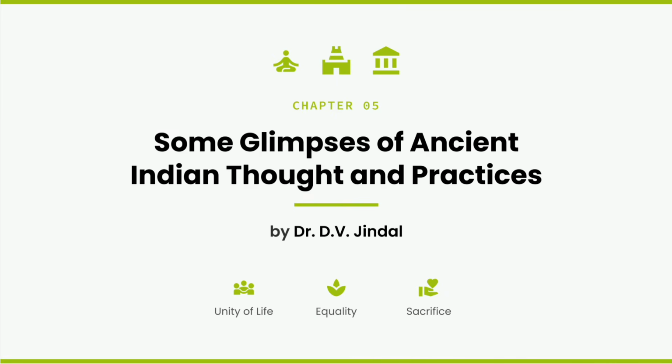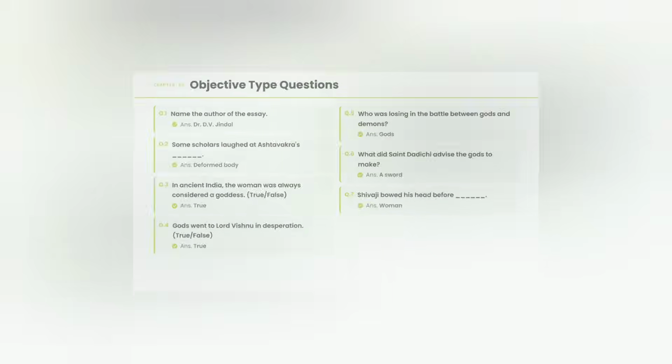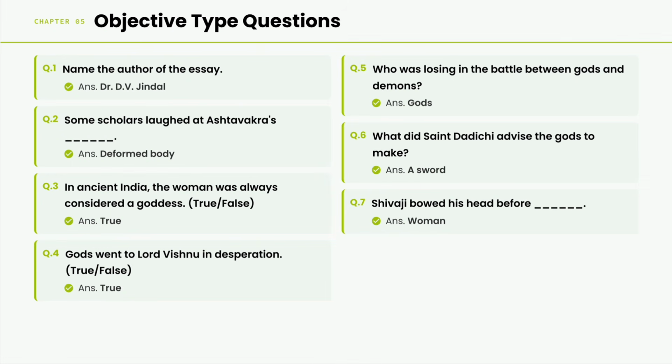Some glimpses of ancient Indian thought and practices by Dr. D.V. Jindal. This chapter explores our rich cultural heritage. Objective questions from chapter 5. Question 1. Name the author of the essay. Answer. Dr. D.V. Jindal.